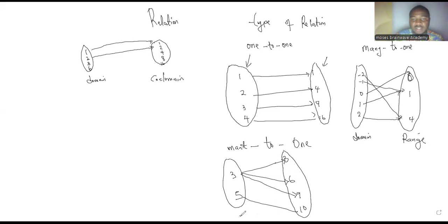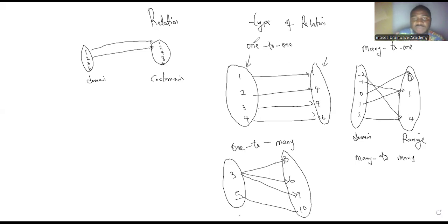This is one-to-many. We have done many-to-one over here. So now we are discussing from one element to many: one element in the domain giving rise to so many elements in the codomain. Then lastly, we now have many-to-many.